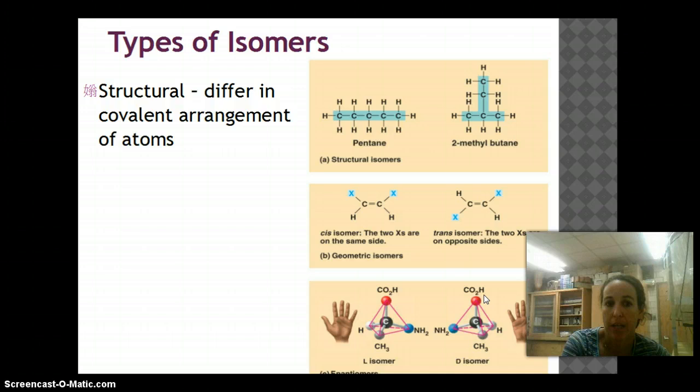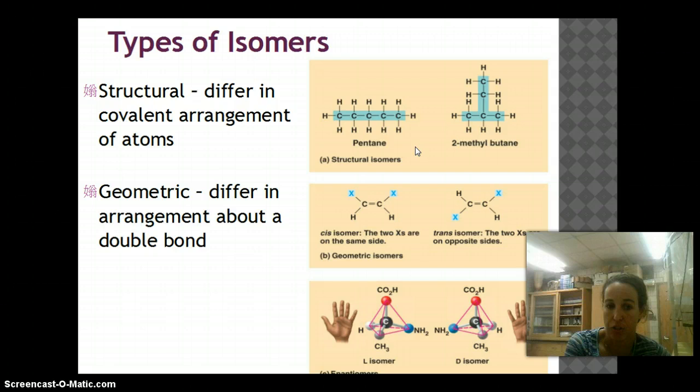All right, so one type of isomer is a structural isomer, which differs in the covalent arrangement of the atoms, which is like the one we just talked about with butane. Here's another example with pentane. So a straight line of 5 carbons, or 3 carbons in a branch, or it could have been 4 carbons with a branch. It doesn't matter. It's a different structure.